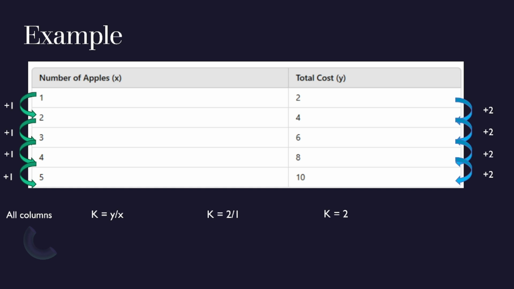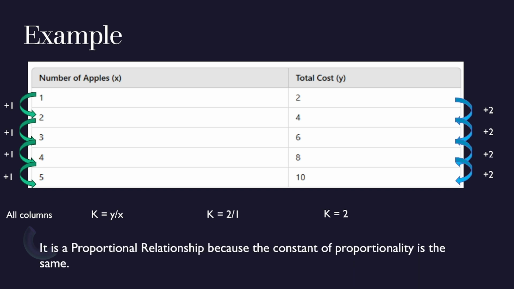Is this a proportional relationship? The answer is yes, it is a proportional relationship because the constant of proportionality is the same, meaning that the k value is always the same, constant. Every time we are dividing 2 by 1, you'll always get 2. So that is why it is a proportional relationship.